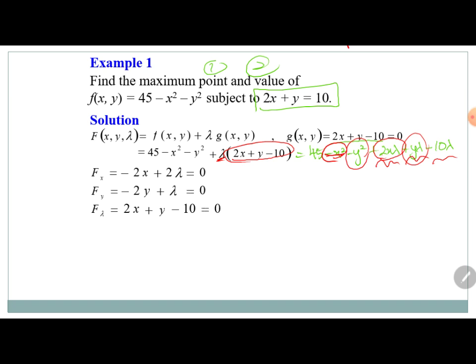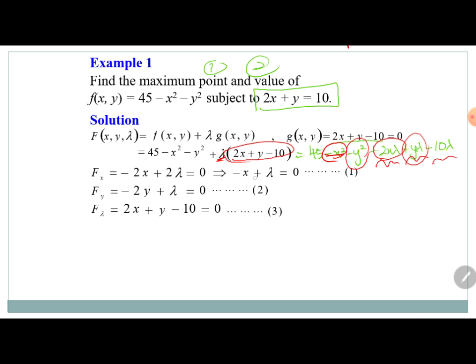After you equate to 0, you can solve simultaneously. But how to solve simultaneously? We will have 3 equations. For the first equation, we can simplify it into negative x plus lambda equal to 0. Then the second equation and the third equation. The easier way to solve this is to eliminate lambda first. After we eliminate lambda, we will have an equation in terms of x and y.